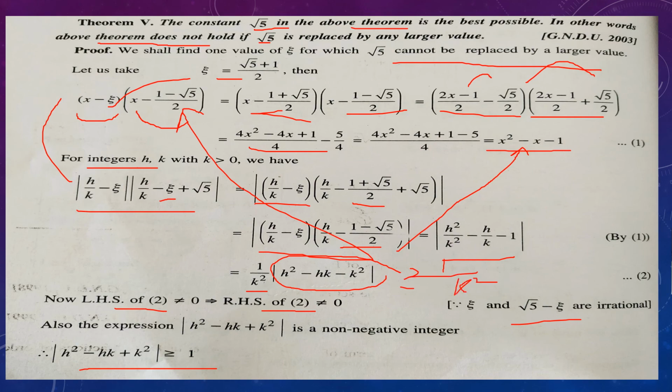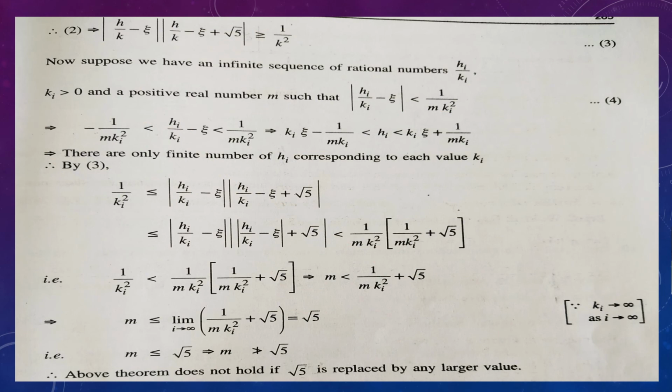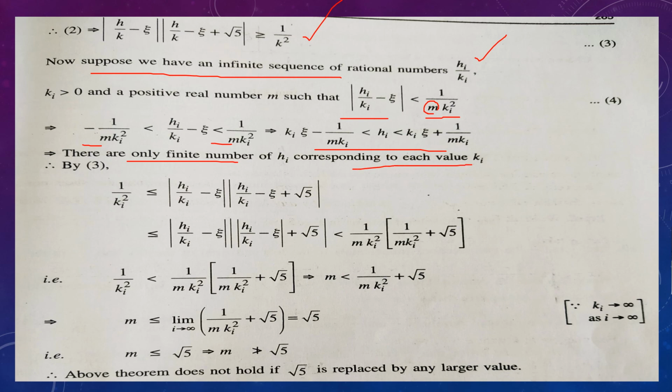Okay, so in the next step, we have shown that this equation is greater than or equal to 1 by k square. Now suppose we have an infinite sequence of rational numbers hi by ki which satisfy the given condition corresponding to 1 over m ki square. Here I have taken m in place of root 5 in the Hurwitz theorem. When we open the modulus, it becomes like this, and adding epsilon on all sides and multiplying with ki, we get this result. Now there are only a finite number of hi which are lying between them corresponding to each value of ki.